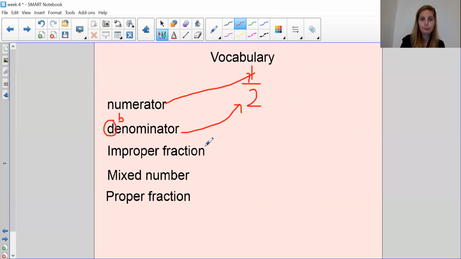Improper fraction, we had a look at in our starter, which is when our top number is bigger than our bottom number. A mixed number is when I have a whole number and a fraction, and a proper fraction is when my top number is smaller than my bottom number. So I'm going to try and stop using the top and bottom words. I'm going to start using numerator and denominator because those are the words that we use in maths, and that is what we need to start using in our fraction vocabulary.